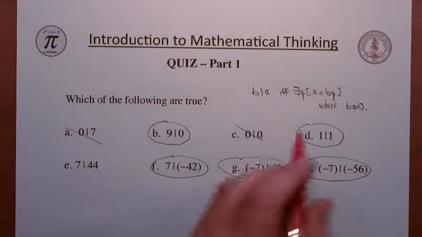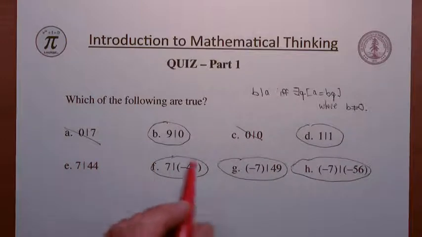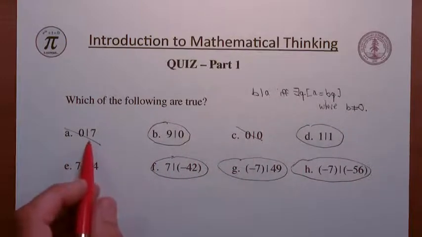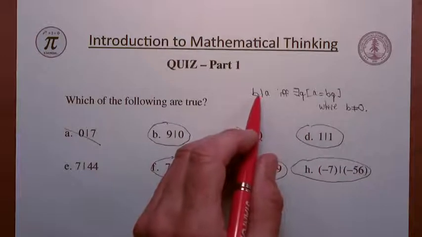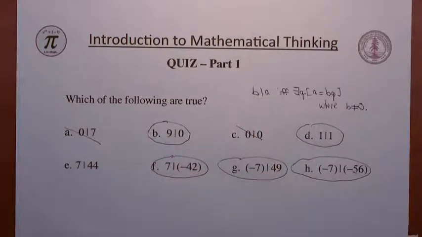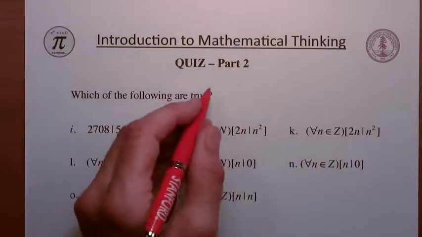Okay? Do be careful about this though. Division by 0 is problematic under any circumstances, and so we rule it out. And in this case, it was ruled out in the very statement of the divisibility theorem. Okay? How about this one?